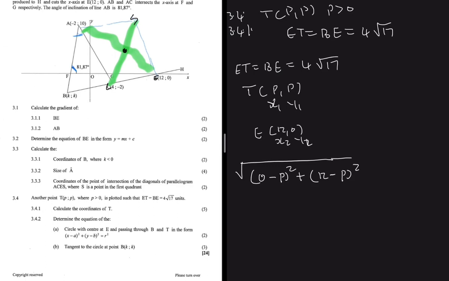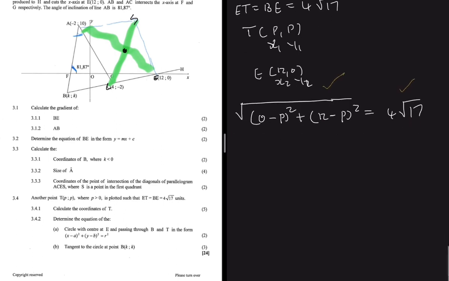And then this is equals to 4 square root of 17. This is the distance formula. In place of x, we substituted p. In place of y, we substituted p again, because t is made out of p and p for x and y, right? So let's get rid of the square root. So we're squaring both sides.